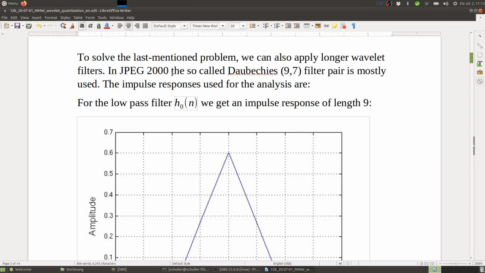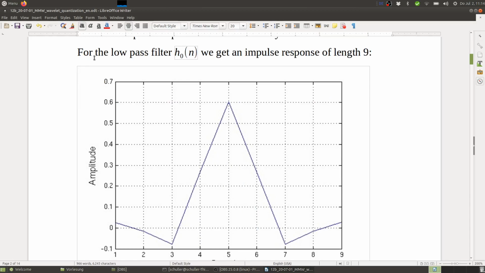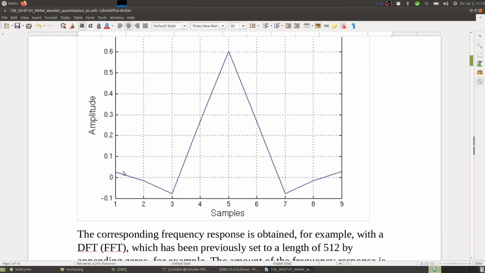In JPEG 2000, the so-called Daubechies 9/7 filter pair is mostly used. And these numbers refer to the length of the filters. So the impulse responses used for the analysis are the following. Here we have the low-pass filter again. We have this impulse response of length 9 for the analysis. Here you can see it. We already saw it, and you can see it again.